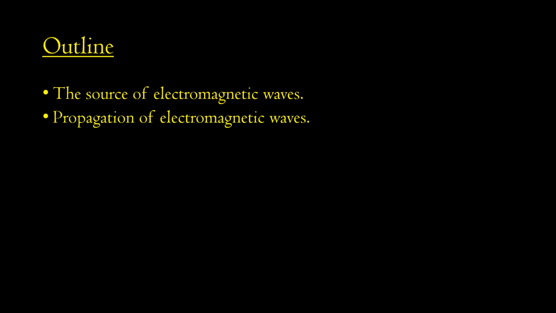At the end of this lesson, it is my biggest hope that you are able to describe where electromagnetic waves come from. Describe how electromagnetic waves propagate or travel. State that electromagnetic waves have a wave speed c, which is equal to 3 multiplied by 10 to the power of 8 meters per second in vacuum.